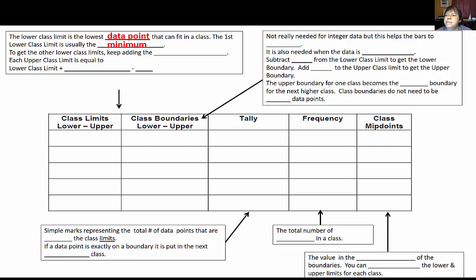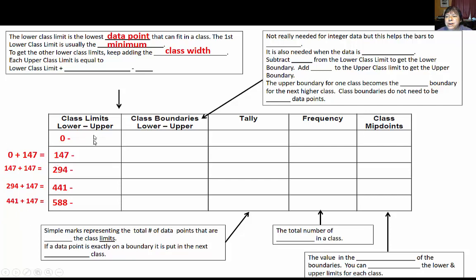You can change what your minimum is. To get the other class limits, you just keep adding the class width. So it's easier to work along this first column here and then not worry about the upper class limits just yet. So let me show you. Here I'm going to add the class width, 147, and I get 147. Add 147, and I get 294, then 441, and 588. I recommend you write that down so you know how to do it.